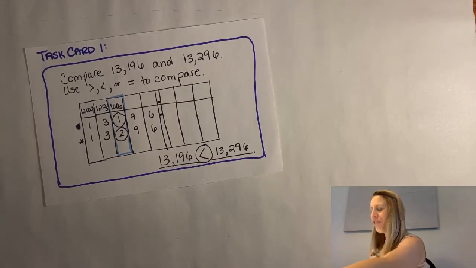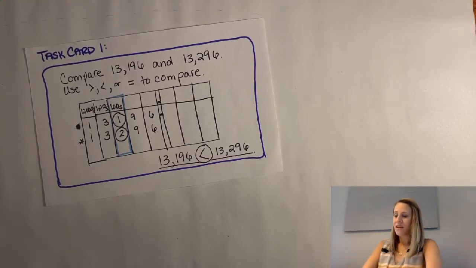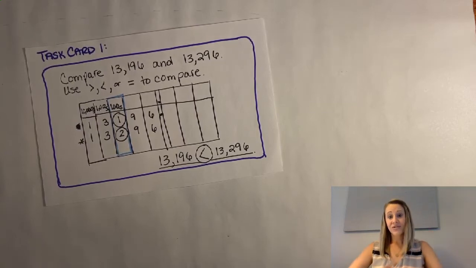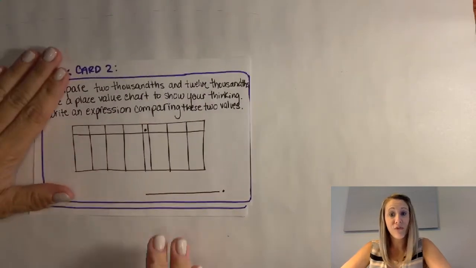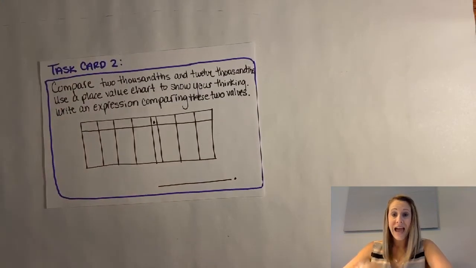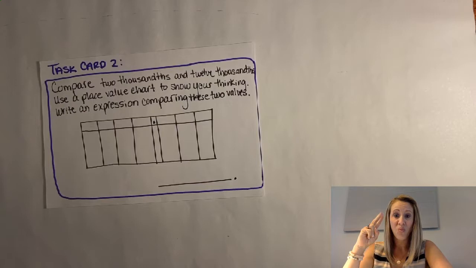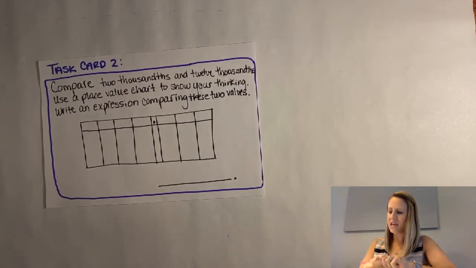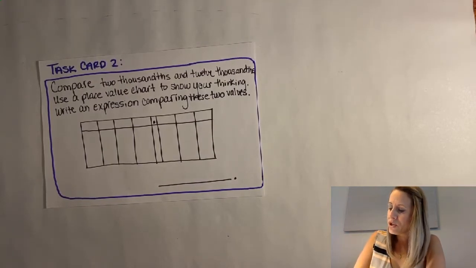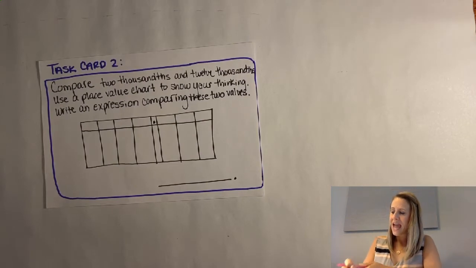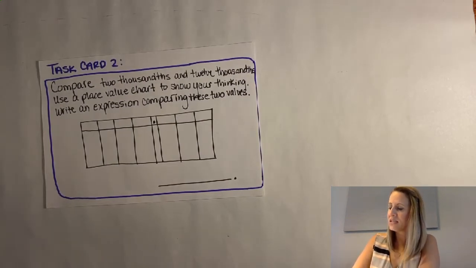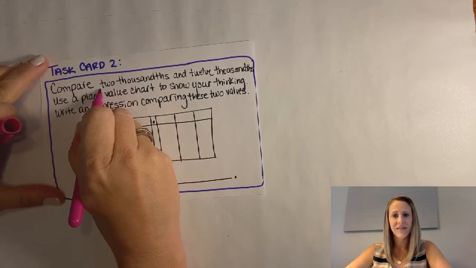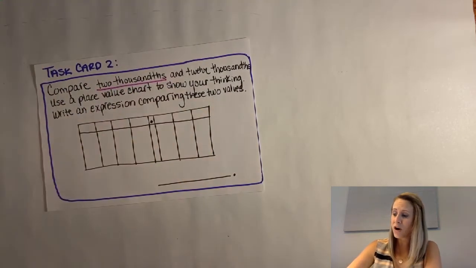Okay, so for our second task today, I'm going to pull in some things that we talked about yesterday, and I've written the numbers in a different form. Do you remember the different forms that we talked about? We had standard form, word form, unit form, and expanded form. Which form do you see written here when I'm comparing 2 thousandths and 12 thousandths? What form is that in? Good, it's in word form.